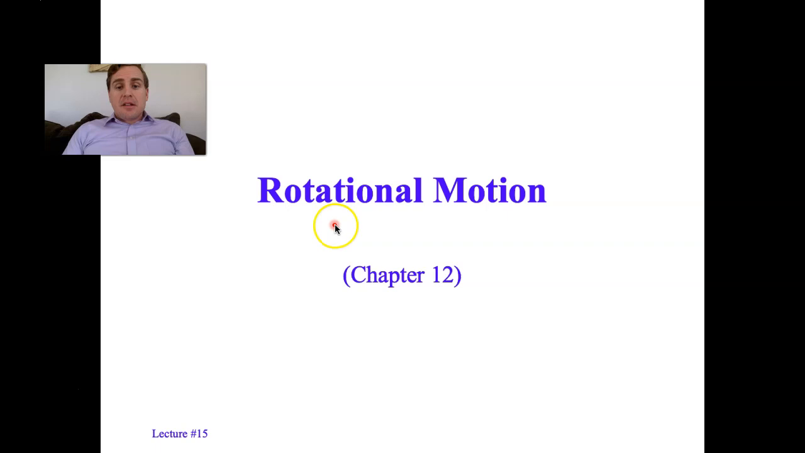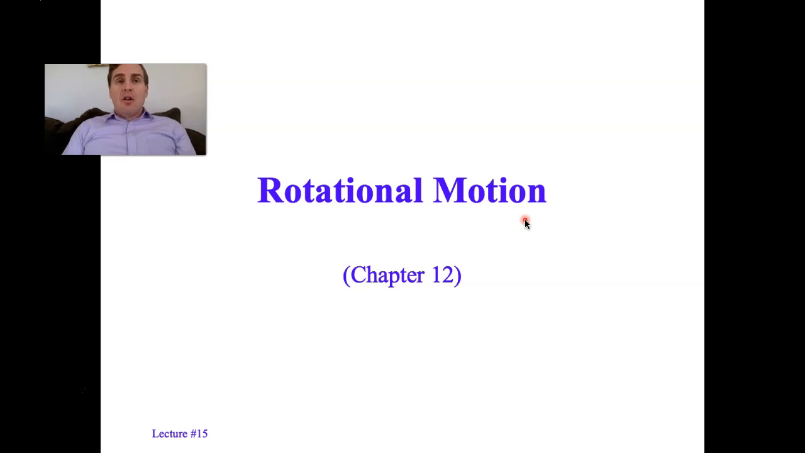I would now like to discuss another lecture on rotational motion. Namely, I would like to discuss rotational forces, rotational energy, and other things that pertain to rotation. In particular, in this lecture, we will focus on rotational statics.